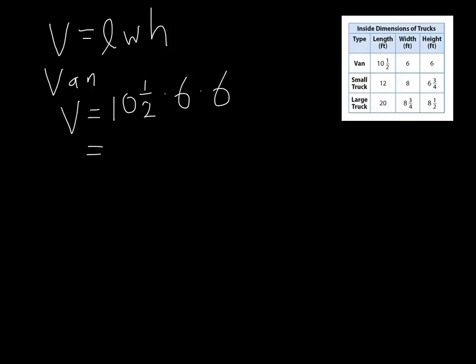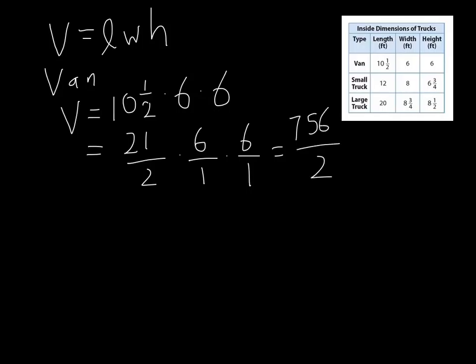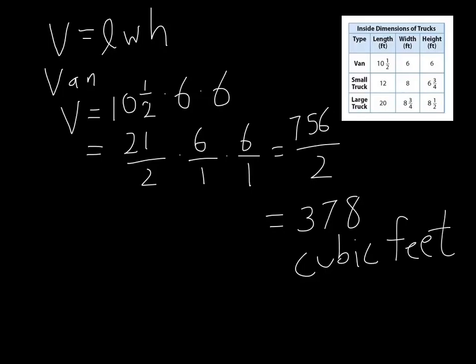And we have to rewrite that. So just a reminder, I've got to convert this mixed number into an improper fraction. I'm going to go around the world. 2 times 10 plus 1. That's going to give me 21 halves times, let's write that as 6 over 1 times 6 over 1. I put that all together, multiplying top times top times top and bottom times bottom times bottom, and I get 756 divided by 2. That is 378 cubic feet. That's how much the van carries.